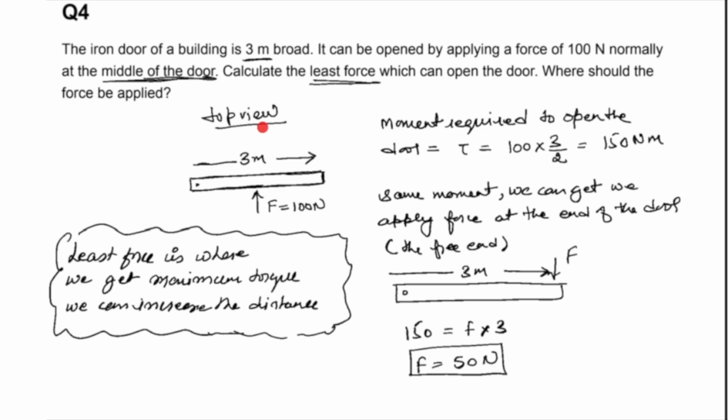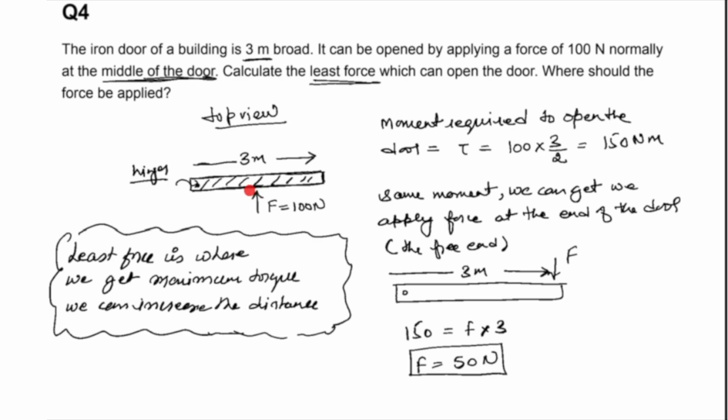So let's see, this is the top view of the door. So this is the door and this is the pivot or hinges, and we are applying at the middle. Remember that. So that is what they have given. So we can open this door by applying F of 100 Newton at the middle.